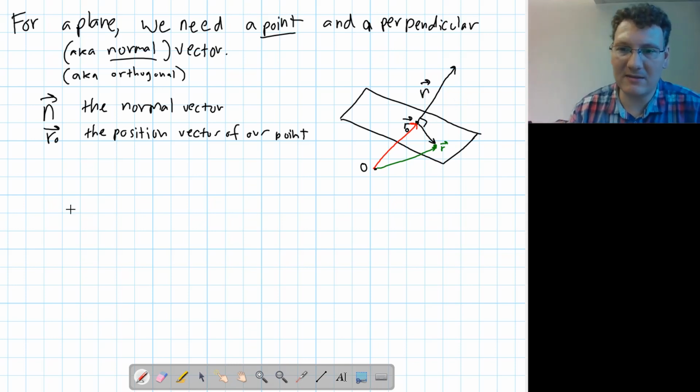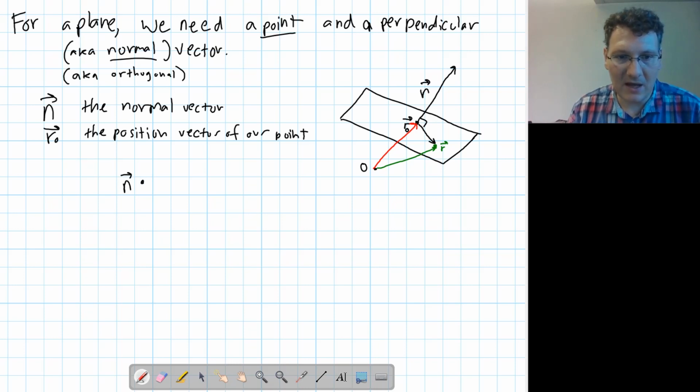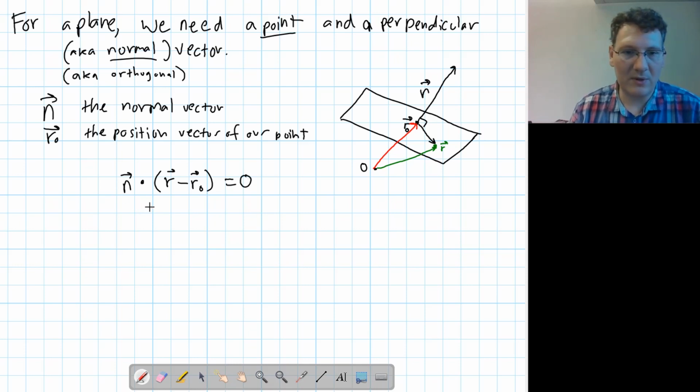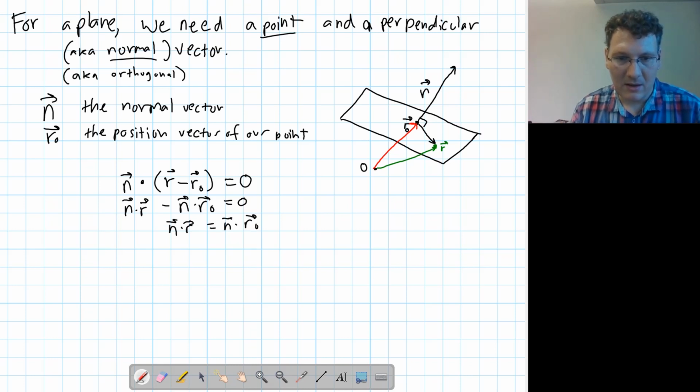And so we can define this in terms of dot product, which is to say the vector n dotted with the vector r minus r0, because it's orthogonal, a right angle, that dot product is equal to 0. And we can distribute: n dot r minus n dot r0 equals 0. And actually we can write it just as n dot r equals n dot r0. This is the equation of a plane. This is our vector equation of the plane.